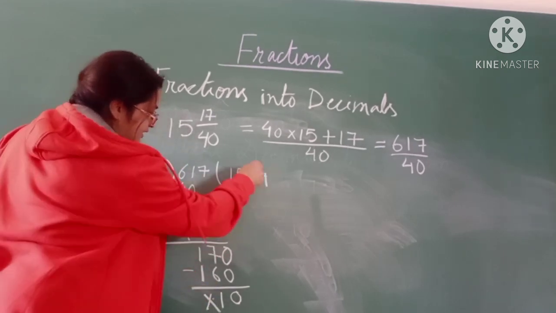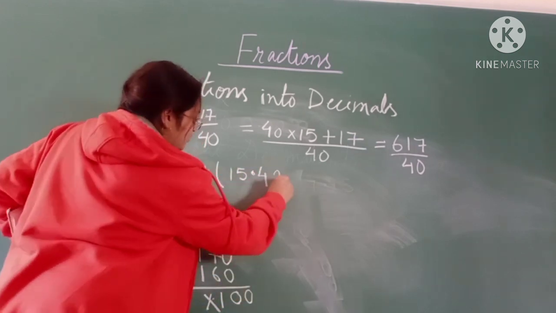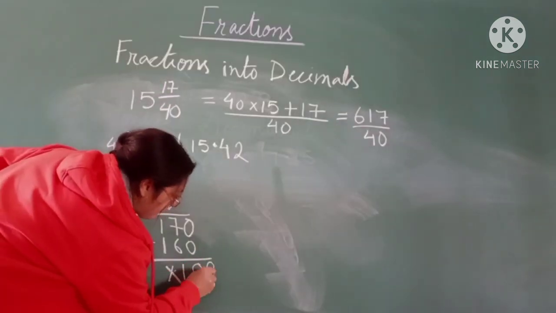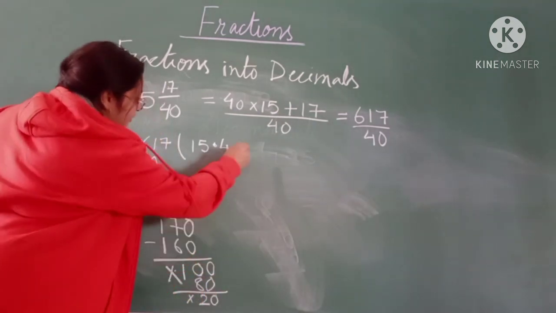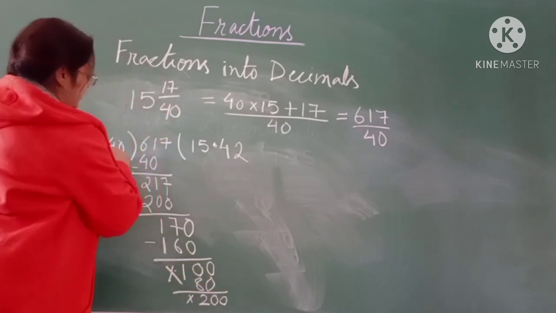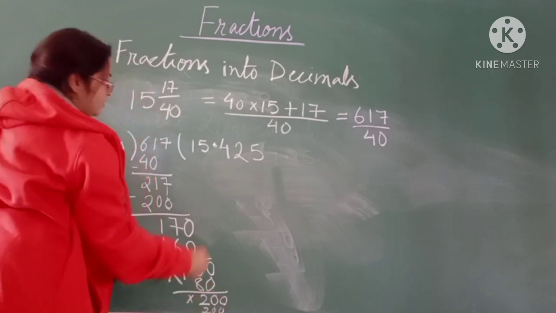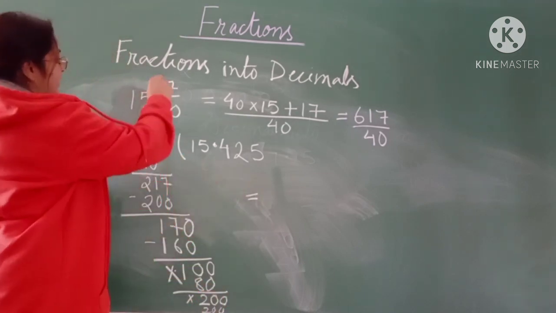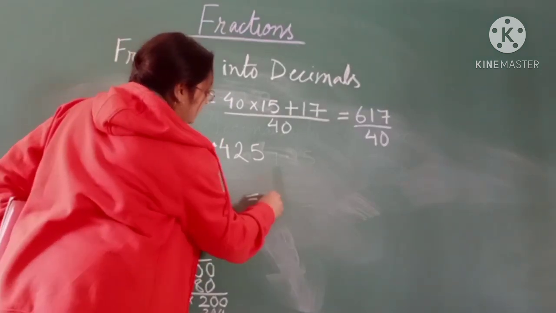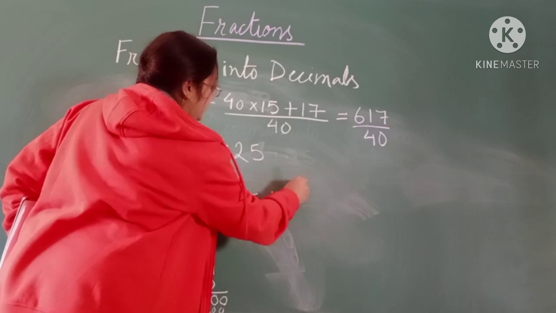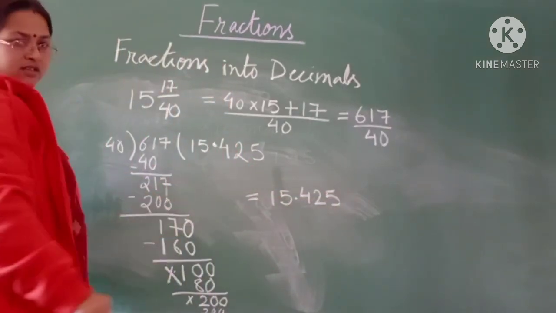So again, since the decimal is over here, we get one more 0. 40 times 2 is 80. 20 is the remainder. Okay, we get one more 0, and we know 40 times 5 is 200. So what is our answer? 15 17 by 40, when converted into decimal, we will get 15.425.